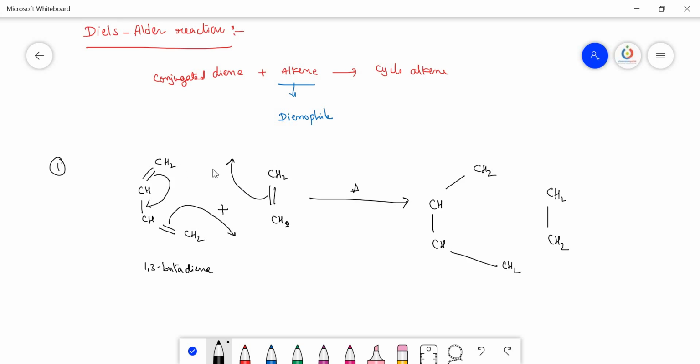Now one of the bonds is shifted between these two carbon atoms. So just make the bond here. And another bond is formed here, so that you get the bond here. And here, by the shifting of this bond, we are getting one double bond. So this molecule is nothing but the cyclohexene, like this.